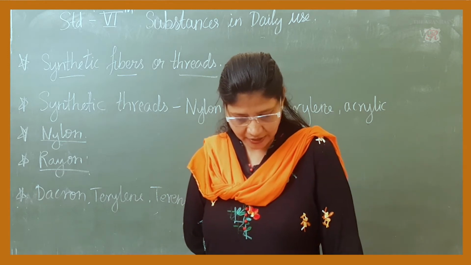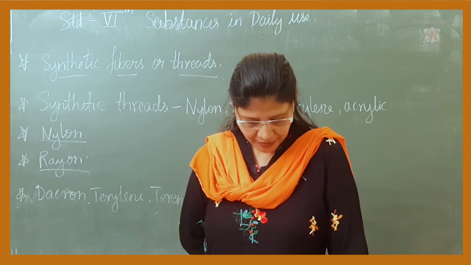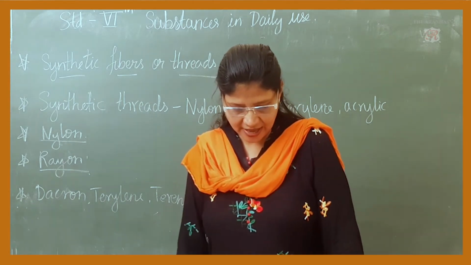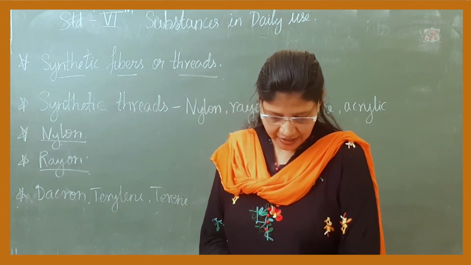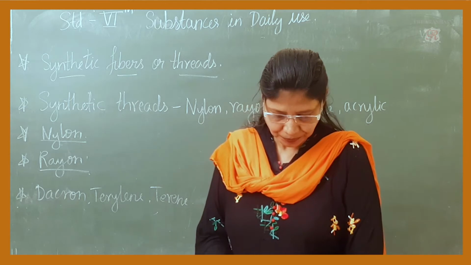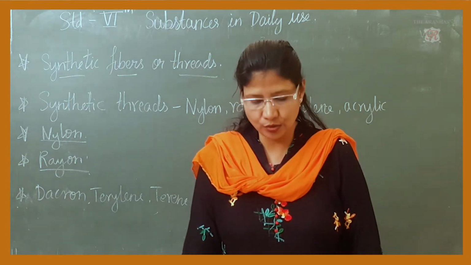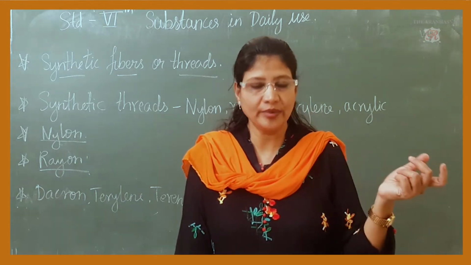Different types of chemicals are used to make threads of various properties. These different threads have been named variously as dacron, terraline and terrain, etc. We are using different types of materials and clothes, and different types of threads are also being invented.